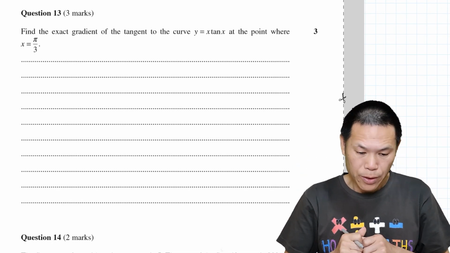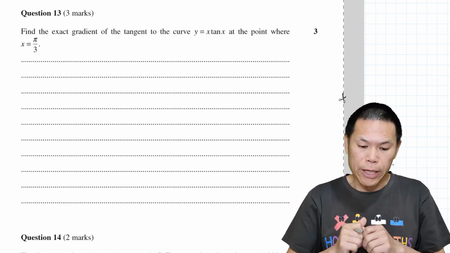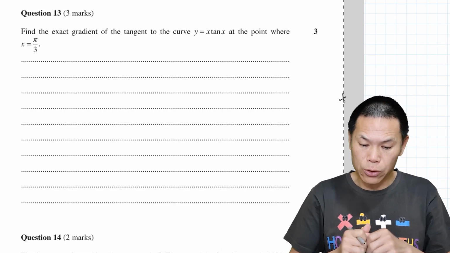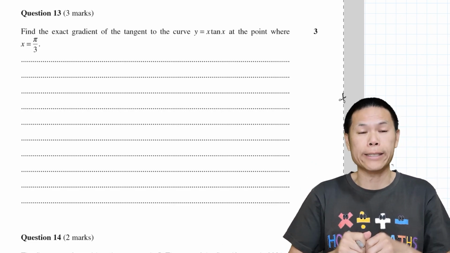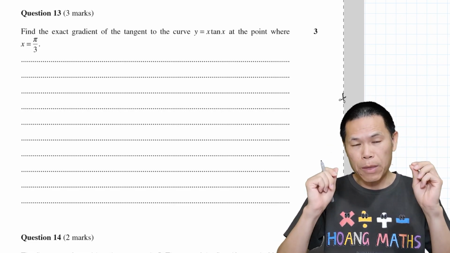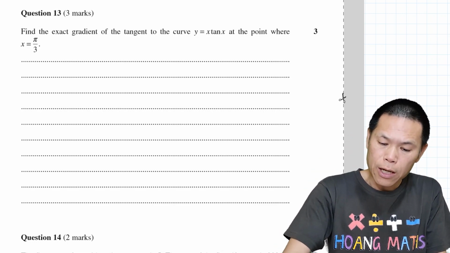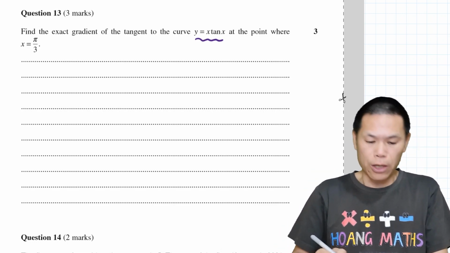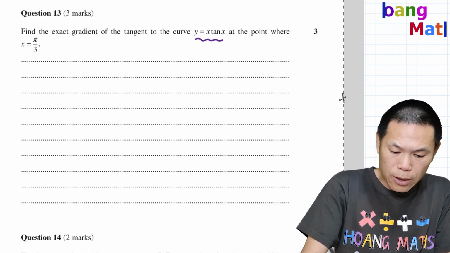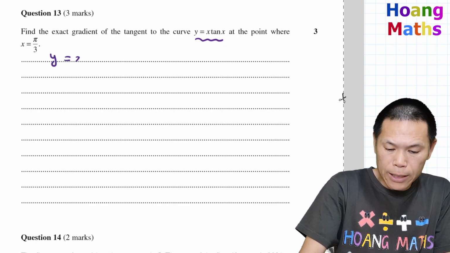Question 13. We need to find the exact gradient of the tangent to the curve y is equal to x tan x. Step number 1, we need to find the gradient function first. Let me just write the question out. y is x tan x.